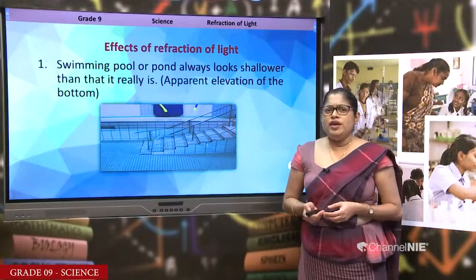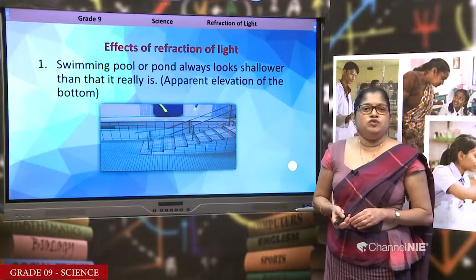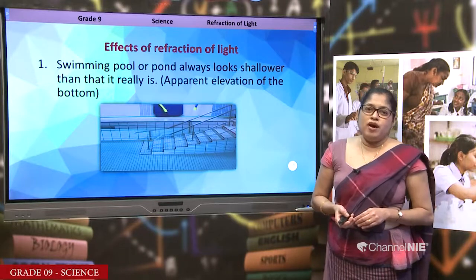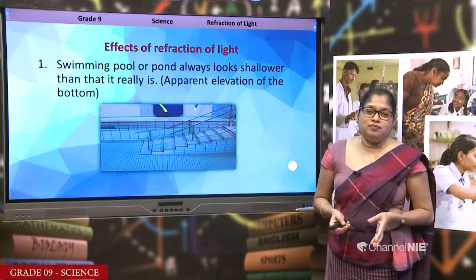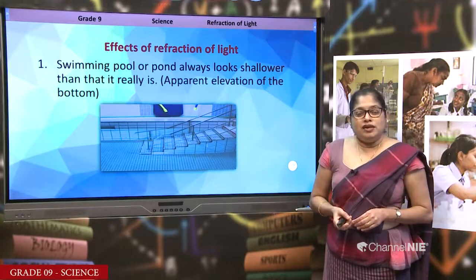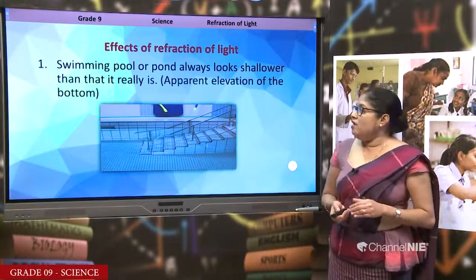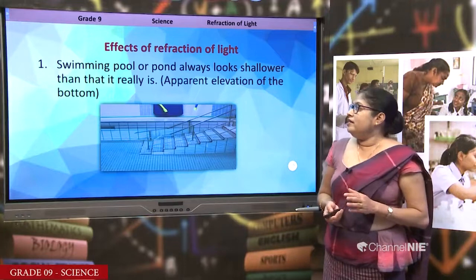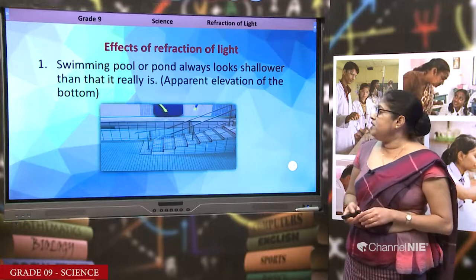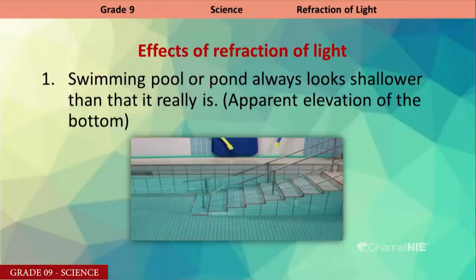This is a very common example. Almost all of you have been near a swimming pool. When you go near a swimming pool, you might think that it is not that deep, but don't jump. It is deep, but you see the swimming pool shallower than it really is. We call it apparent elevation of the bottom. This is due to refraction of light.